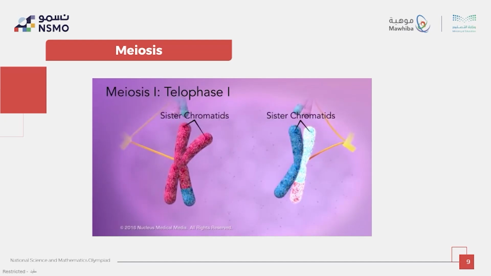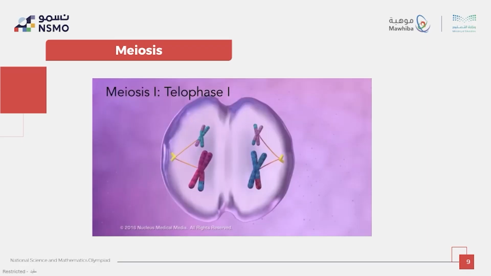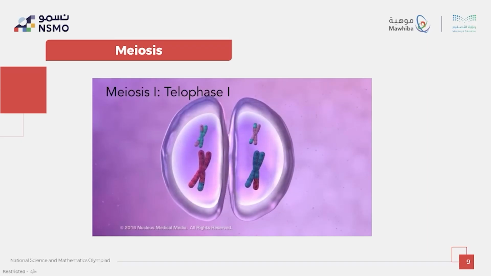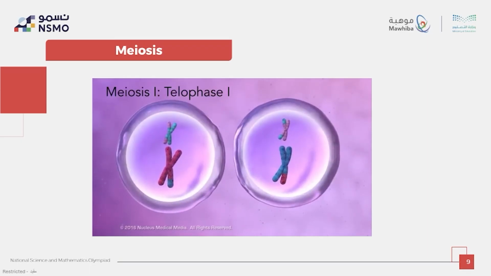Keep in mind that each chromosome's sister chromatids are no longer identical because of the allele exchange that happened during crossing over. Then, spindle fibers disappear and the nuclear membrane reforms around the chromosomes. Finally, cytokinesis occurs. Meiosis 1 ends with two genetically different haploid daughter cells. Each haploid cell contains only one set of chromosomes consisting of paired sister chromatids.